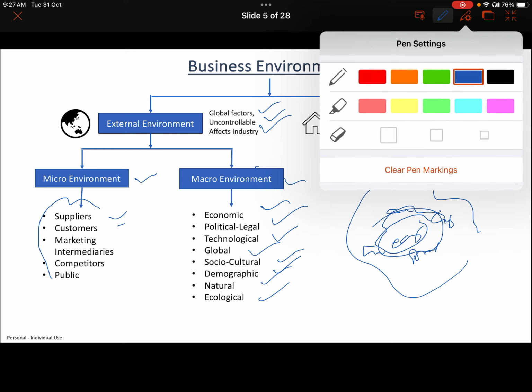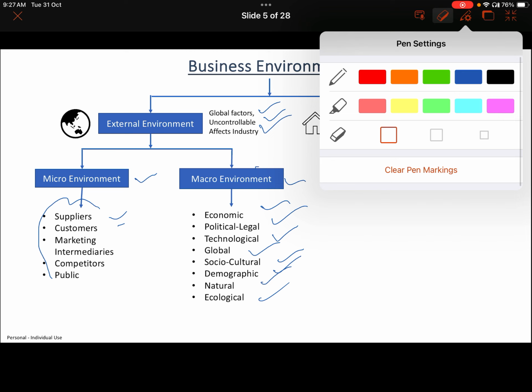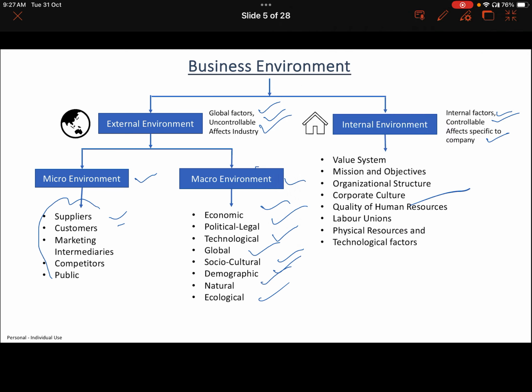The same way, we also have internal environment: the value system of the company, the missions and objectives of the company, organization structure, corporate culture, quality of human resources, labor unions, physical resources, technological factors. All these are internal factors which are controllable within the company. So we will go through each one of them in detail in the next videos.